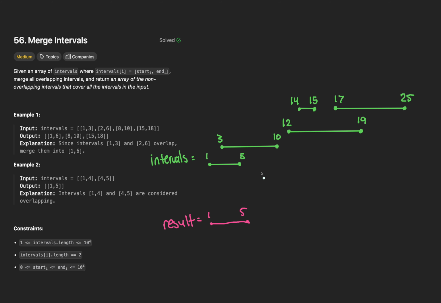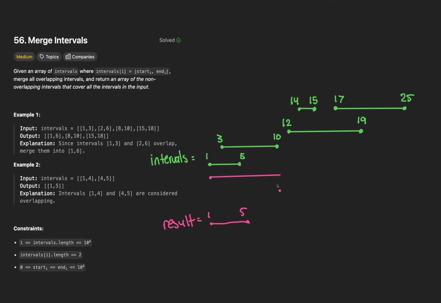On the next iteration, this is our current interval. Of course, here's our previous one. Do they overlap? Yes, they do. Our current interval started before the previous one ended. 3 is indeed less than 5, but the question now becomes, how exactly do we merge the two? Just looking at it, we know we want an interval that stretches from 1 to 10, but how do we achieve this?